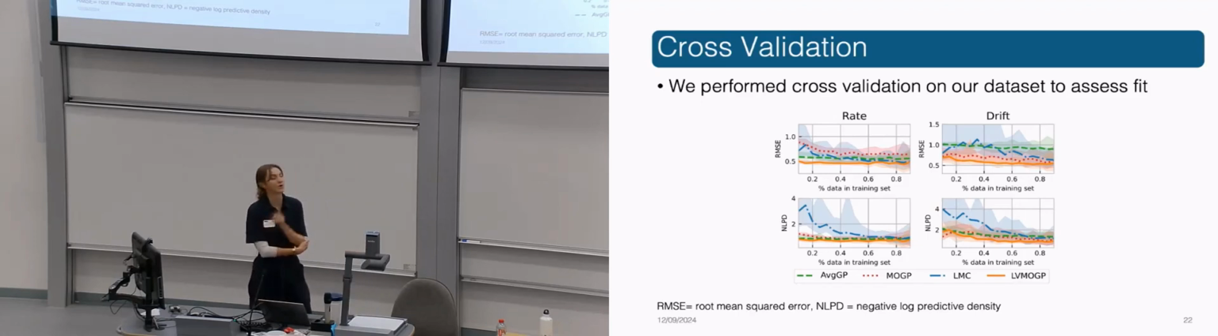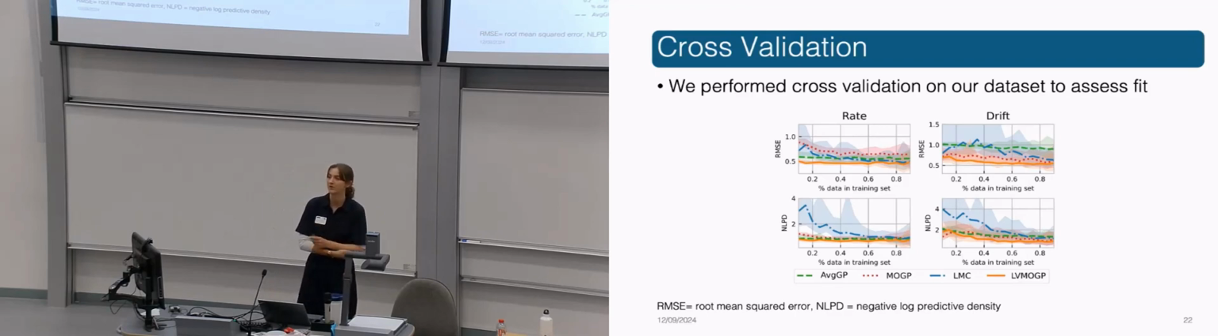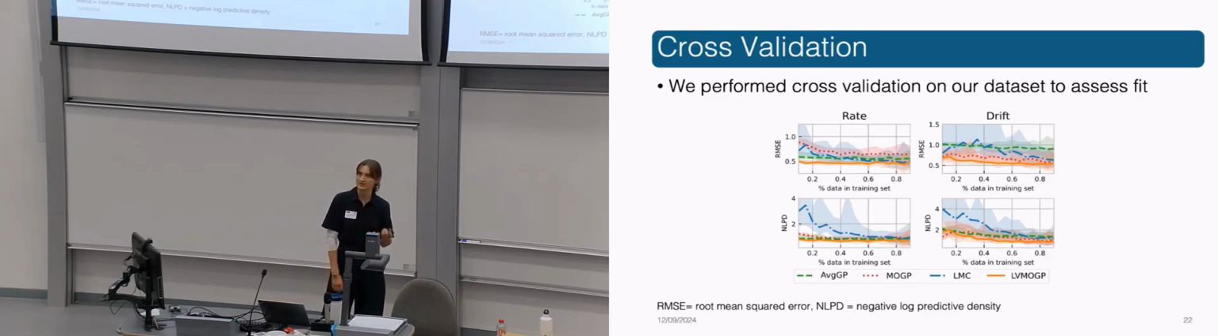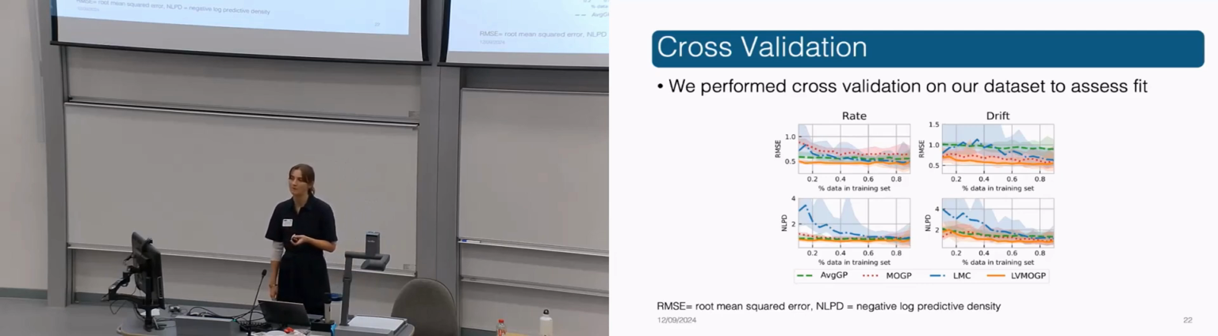What we see from this, and the metrics, what this plot is actually showing: the top one is the root mean squared error, between the mean and the true value of the data point. The bottom one is the negative log predictive density. This is a good measure that tells you not only how good your prediction is, but also how good your uncertainty estimate is.